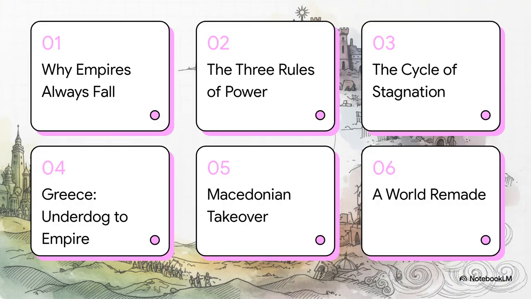So, here's how we're going to crack this code. First, we'll lay out the basic pattern for why empires are destined to fall. Then, we'll get into the 3 secret rules of power that really drive everything. We'll see how that creates this loop of stagnation and change. And then, the best part, we'll watch the whole pattern play out with one of the greatest stories in history, the rise of ancient Greece and its shocking conquest by Alexander the Great.